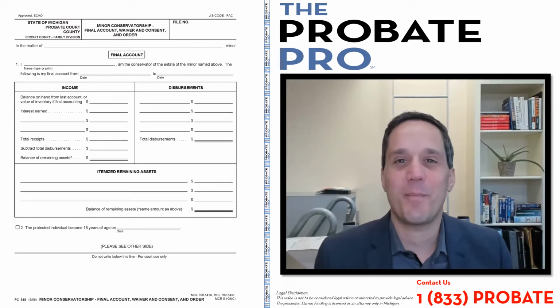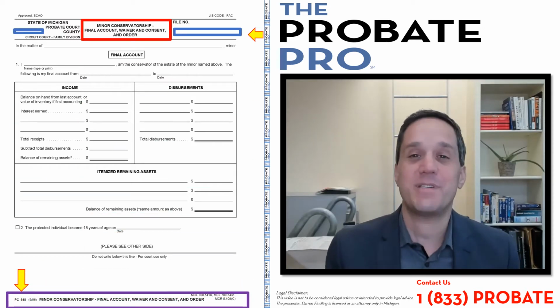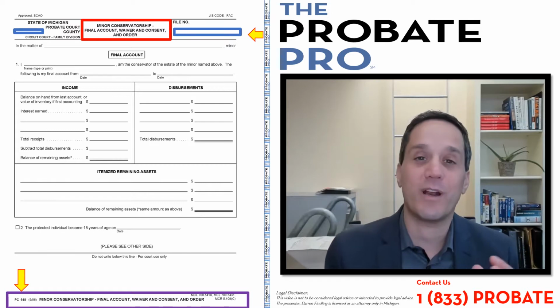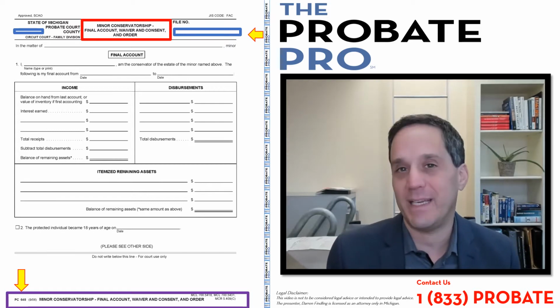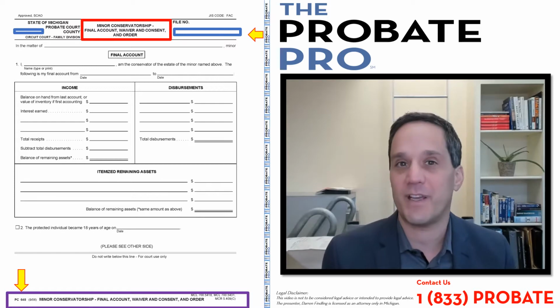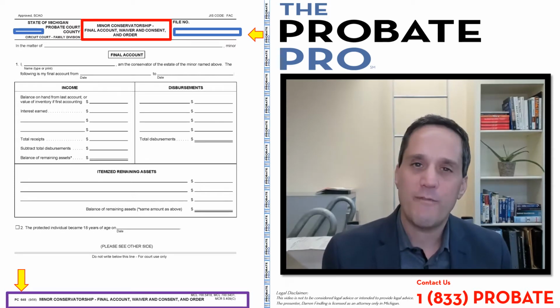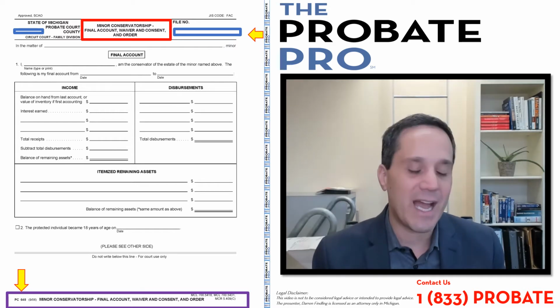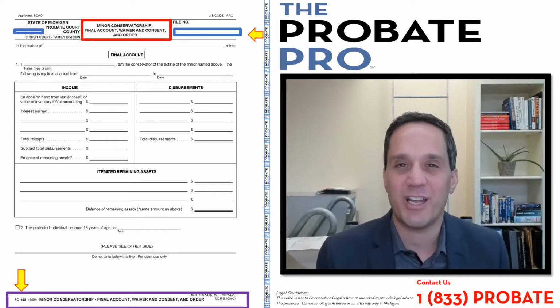The final account of a minor conservatorship. Hi, I'm Darren Findling of the Probate Pro, and we're going to examine SCAO form PC 648. SCAO, State Court Administrative Office, PC for Probate Court, Form 648. This form is readily obtainable. You can contact my office. We'll give it to you for free.